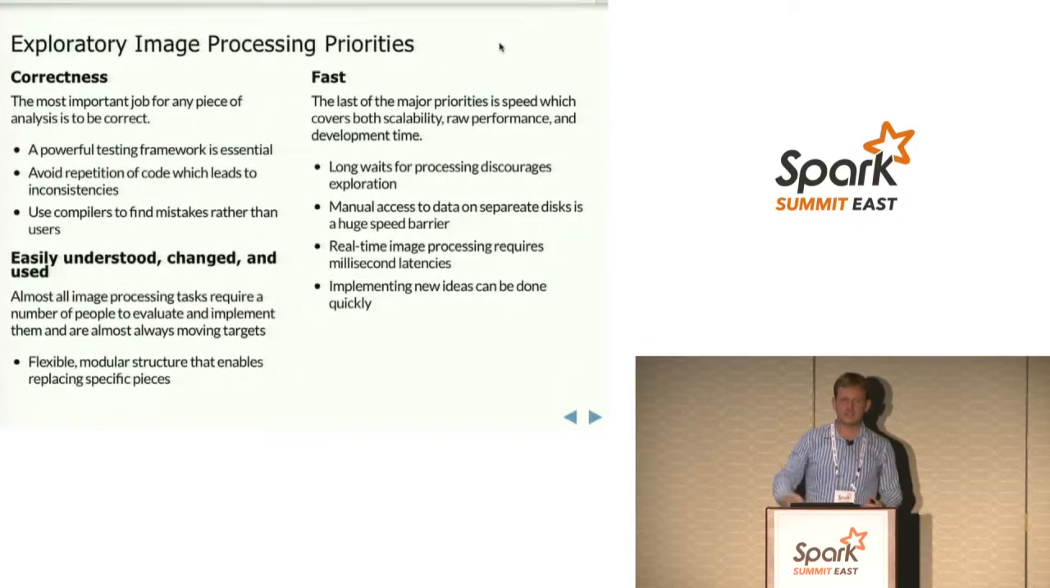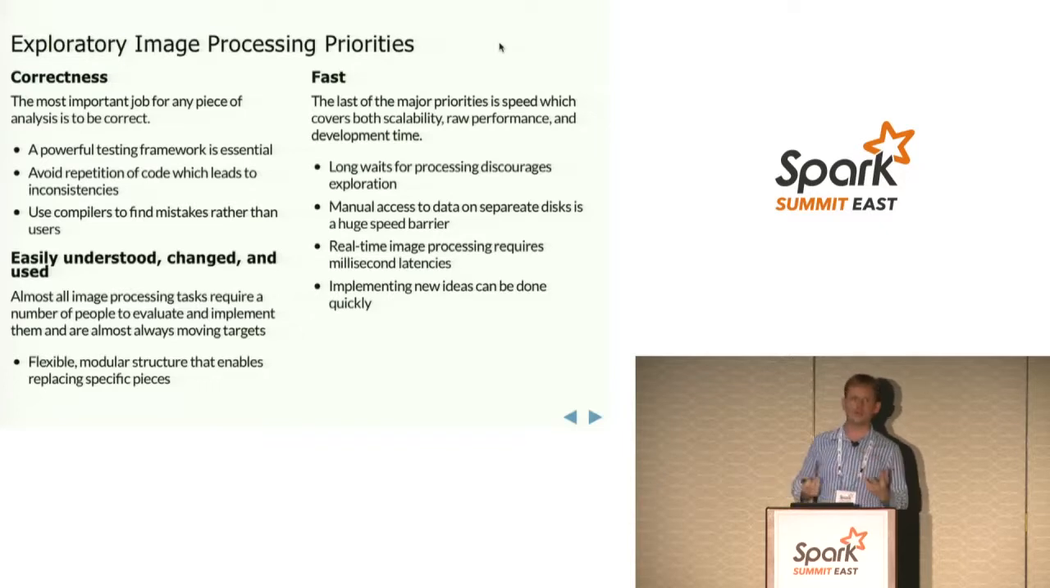Now this is probably quite debatable depending on where you come from, but these were the priorities we came up with for the problems we were trying to solve. Of course the first priority for us is correctness. If you write an image processing algorithm and it gives you a wrong result, it doesn't matter how fast it is or how easy it is, it's useless. So it needs to be correct, and it needs to be easy to ensure that it's correct.